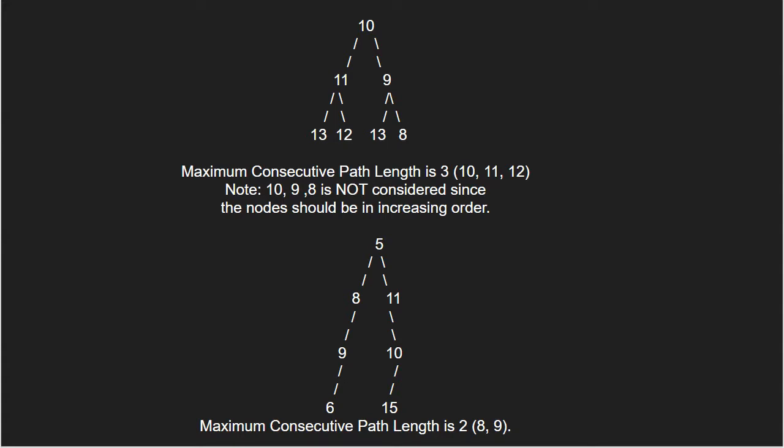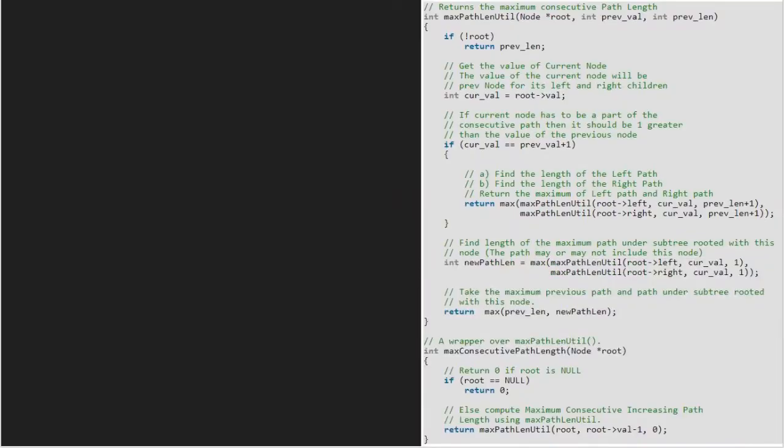Now, let us see the algorithm which will assist us in finding the maximum consecutive increasing path length. Let us also have a sample tree to test our algorithm. We pass the root node which is 10 to the function maxConsecutivePathLength. As root is not null, we call the maxPathLengthUtil function with root, root.val - 1 and 0.